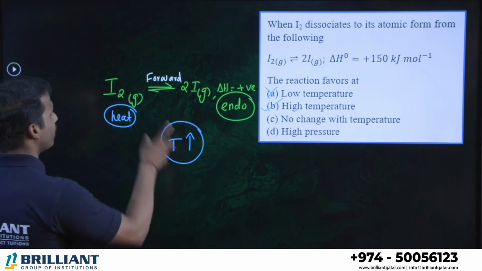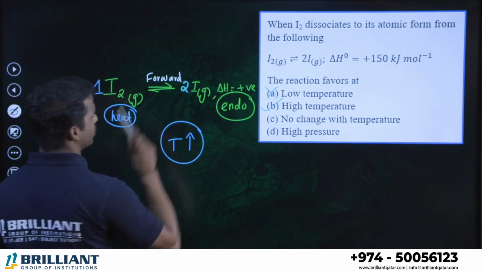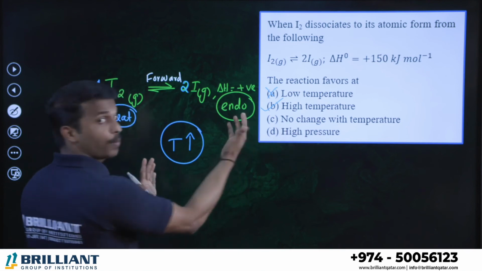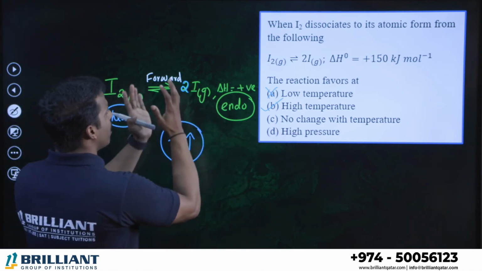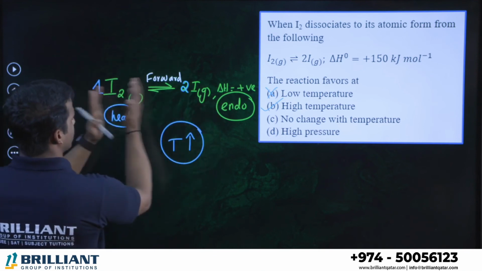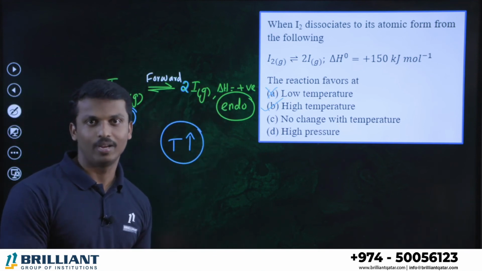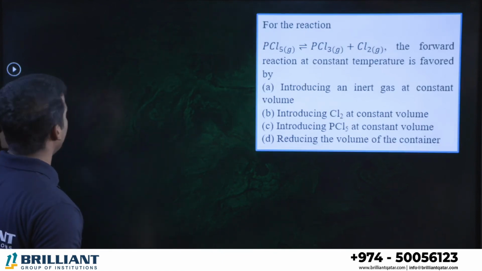Dear student, high pressure. Here, how many moles are there? Just 1 mole of reactant. And here? 2 moles of product. So the greater number of moles is on the product side. When you increase the pressure, what happens? The reaction shifts from the higher number of moles to the lower, which means the backward reaction will take place. That's what we don't want, right? We need the forward reaction. So option B.